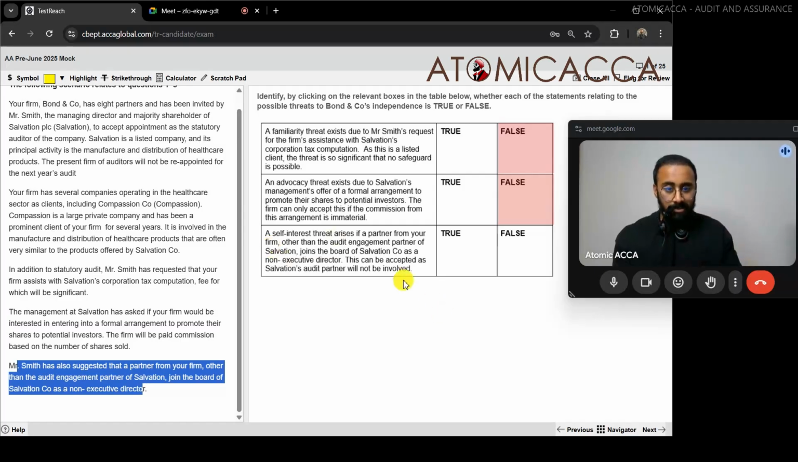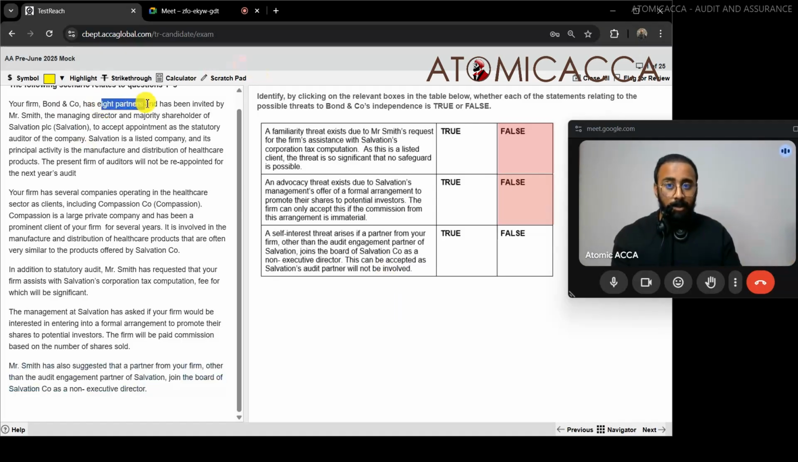Second thing they're telling us, this can be accepted as the audit partner will not be involved. Though the audit partner is directly not involved, this audit partner is one among the 8 people in the audit firm. That means this partner will definitely be very close to the other audit partner as well. So when they go for the audit over there rises a huge familiarity threat between them. Because of this also, this should not be accepted.